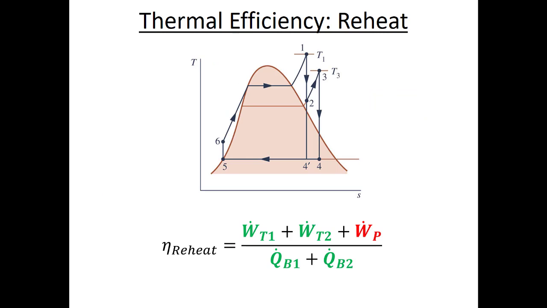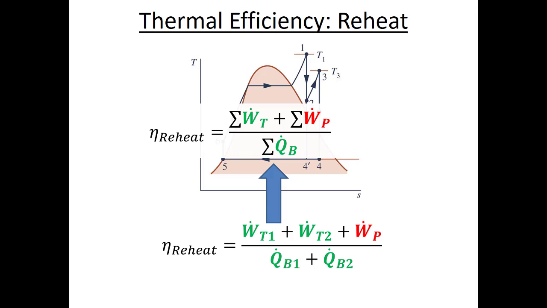So if I want a thermal efficiency equation for this particular Rankine cycle, I will have the power from the first turbine plus the power from the second turbine plus the power from the pump. And I'll divide that all by the heat added in the boiler the first time and the heat added in the boiler the second time, right? And that's true for this particular case where I have one reheat in my Rankine cycle.